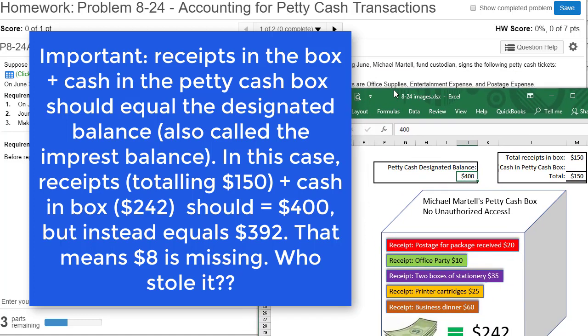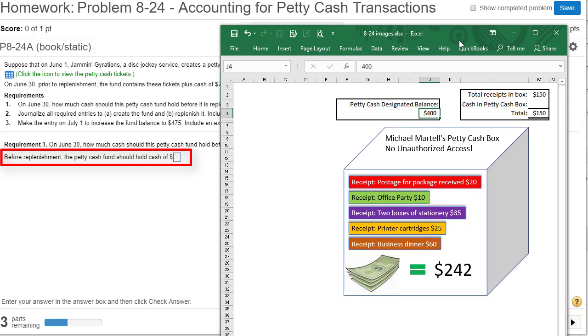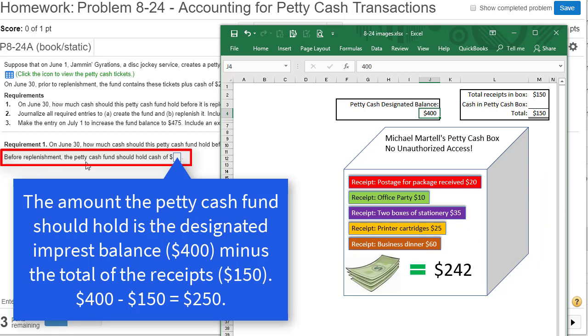All right, so the first question is, it says, before replenishment, the petty cash fund should hold cash of how much? Well, first of all, one more thing I forgot to talk about is that when the funds get low, let's say there's only 50 bucks left of cash and a whole bunch of receipts, Michael's going to go get some cash from the bank and put cash back in the box. So it goes from this balance here, $242, up to the $400 balance. So the first question they're asking is, before replenishment, the petty cash fund should hold cash of how much?